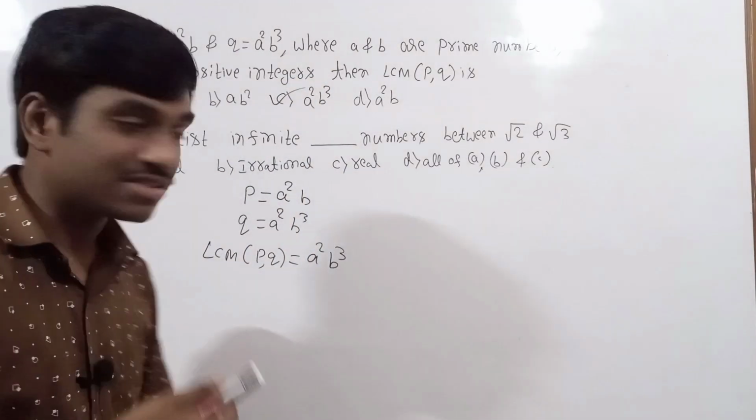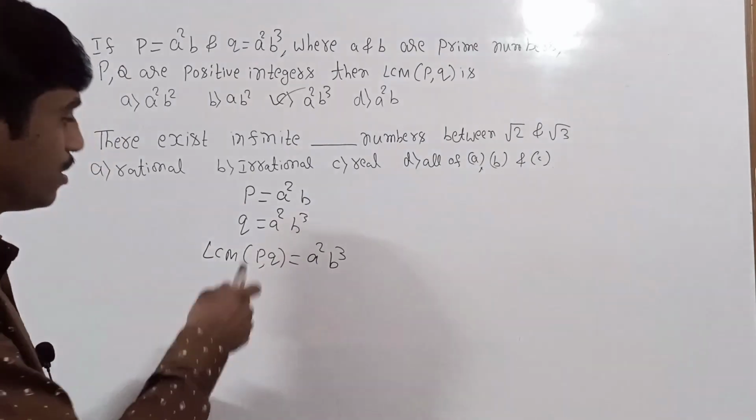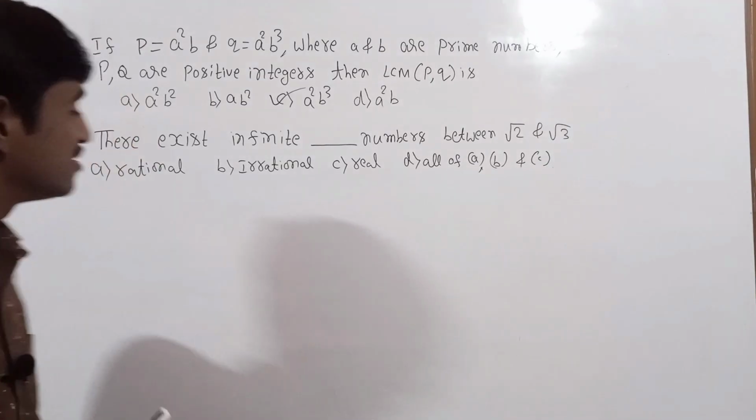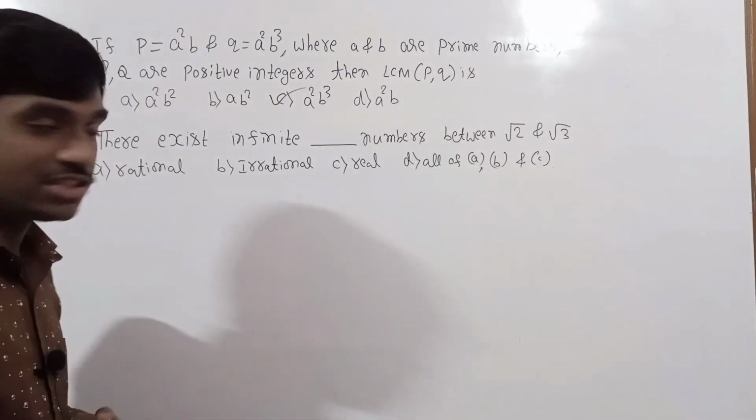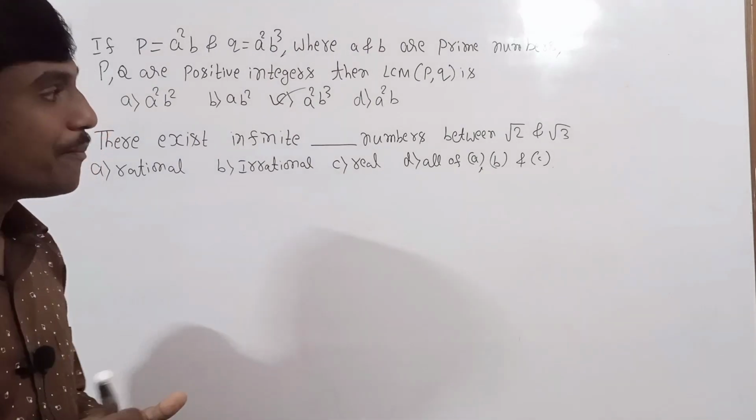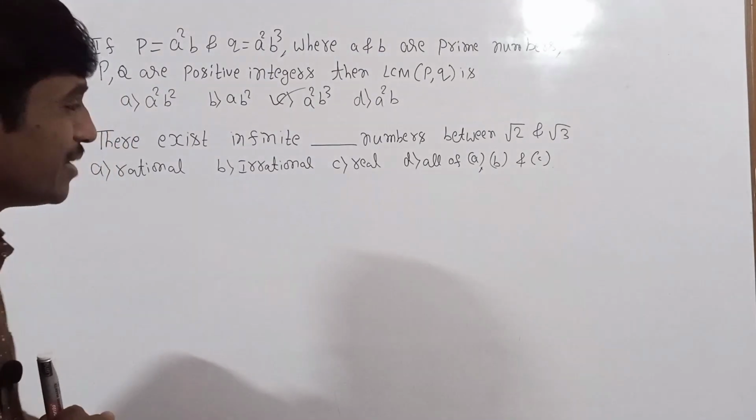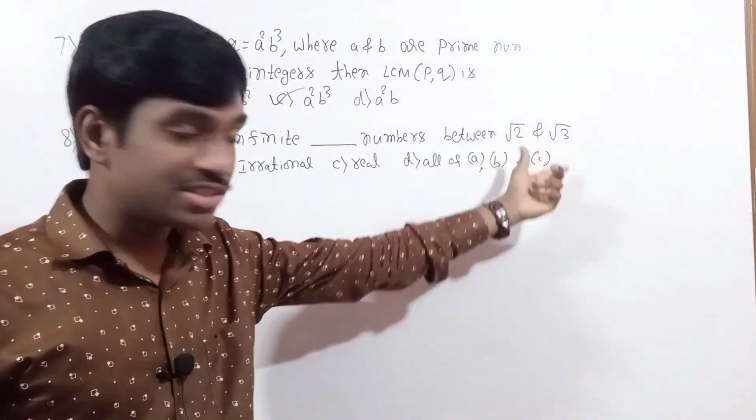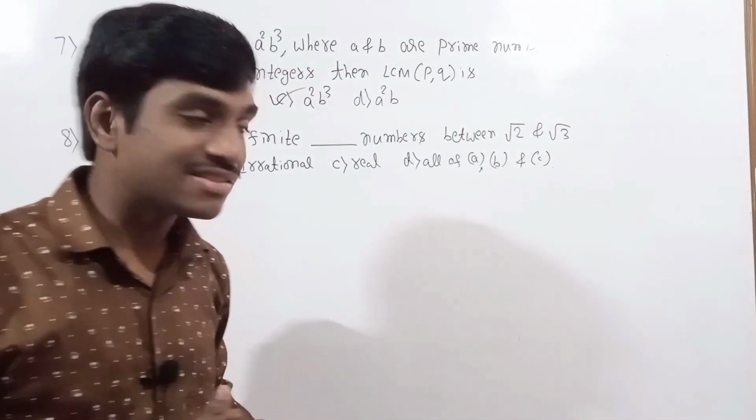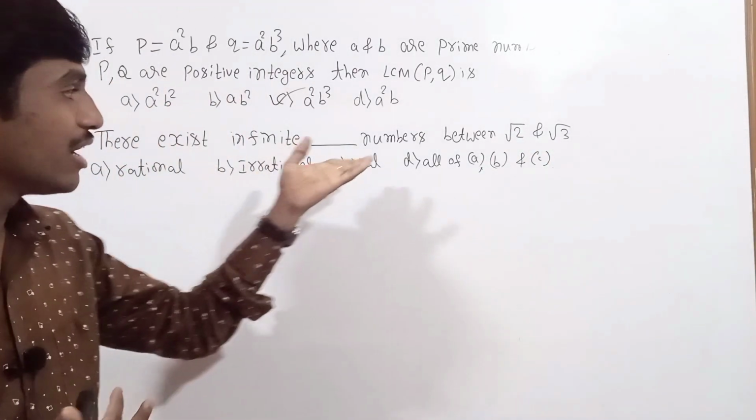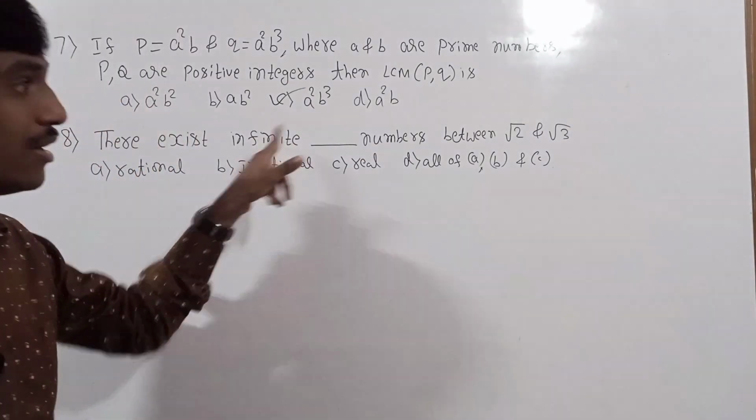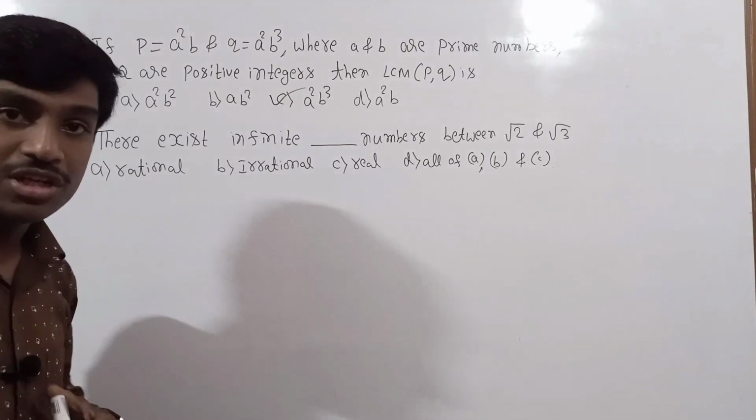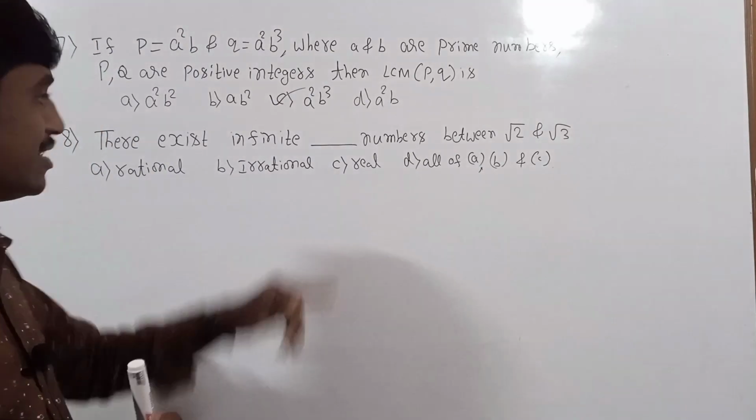So when you get a question like this, instead of the numbers they have given the variables. That's the only difference. The next question is, there exist infinite dash numbers between square root 2 and square root of 3. That means between these two numbers, square root 2 and square root of 3, both are irrational numbers here. So they're basically asking what kind of numbers exist, infinite numbers, between two irrational numbers. The options are rational, irrational, real, and then all of A, B, C.